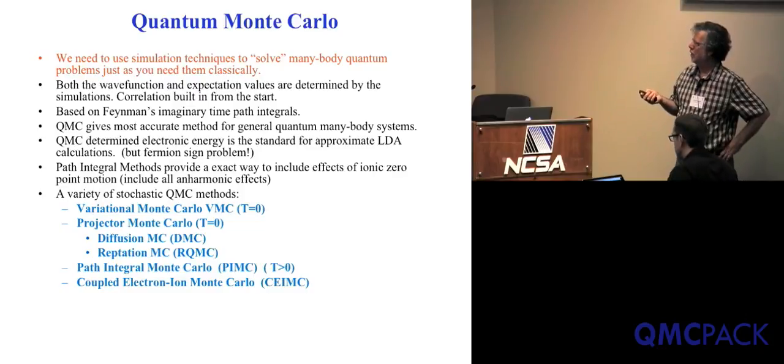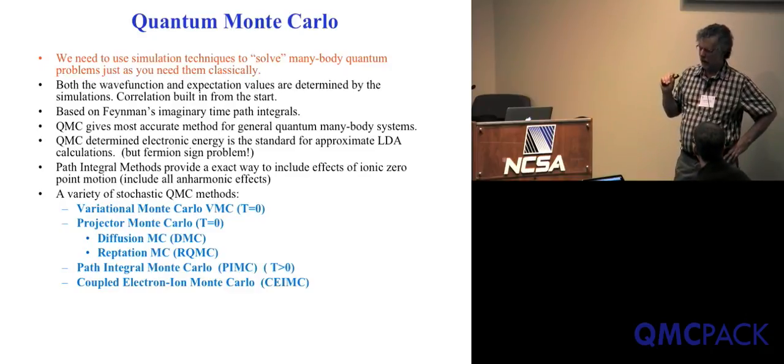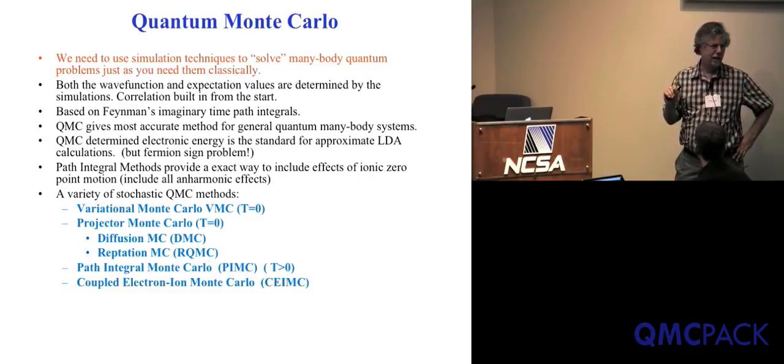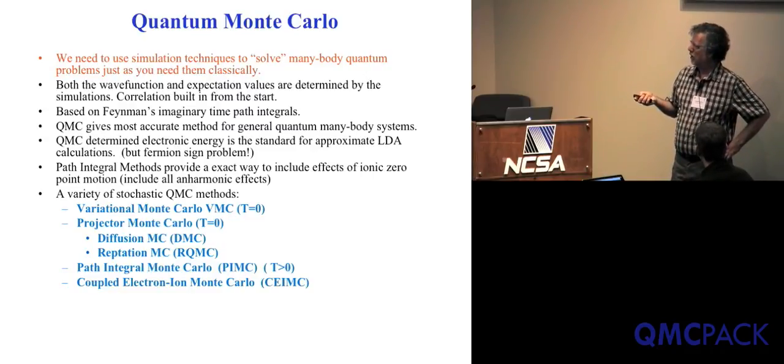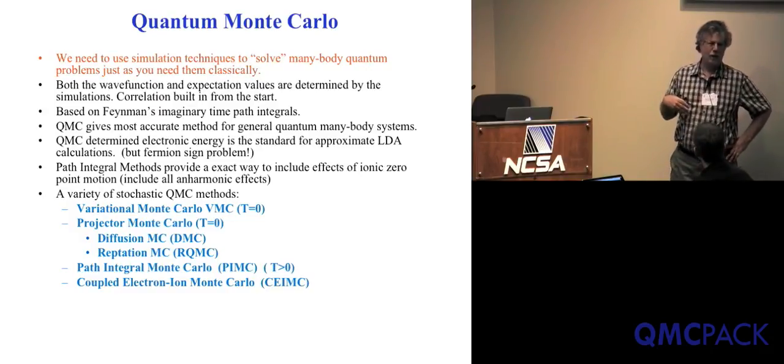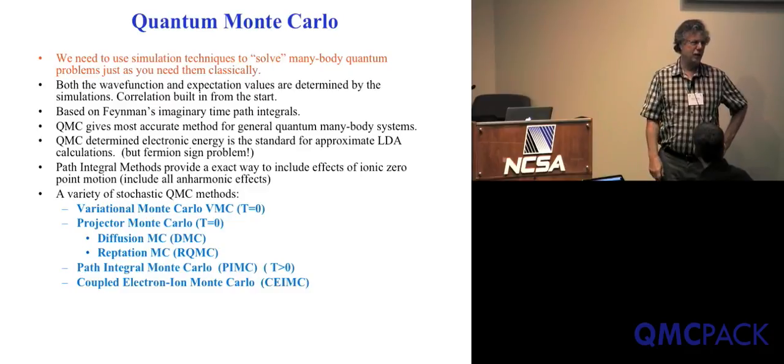So most of the quantum methods are based on Feynman's imaginary time path integrals that I'll talk about later on today and tomorrow. It is, as I said, the most accurate method for general quantum many-body systems. And there's a variety of different quantum Monte Carlo techniques. We're going to talk only in this week about variational Monte Carlo and projector Monte Carlo. These are both what I call zero temperature methods. That is, they're methods for a single quantum state. But there are quantum Monte Carlo methods, path integral methods, that work for a finite temperature ensemble, non-zero temperature.